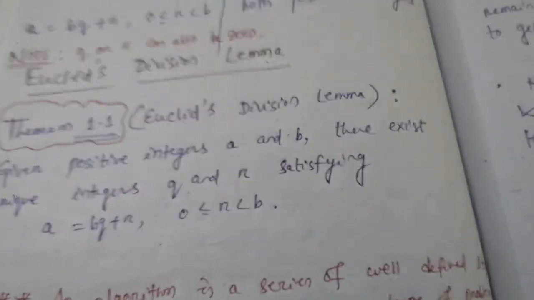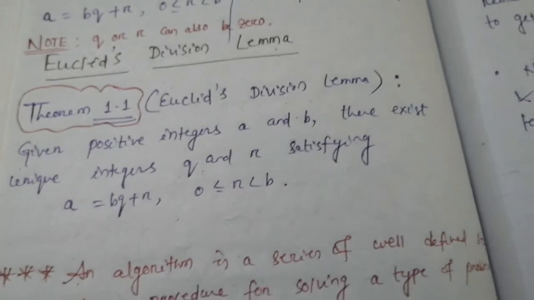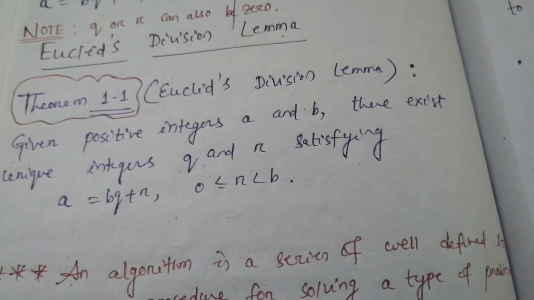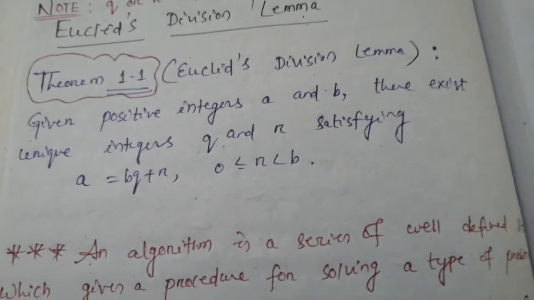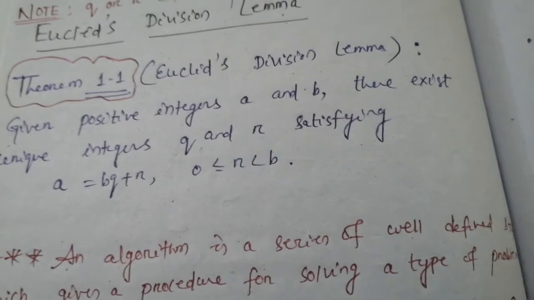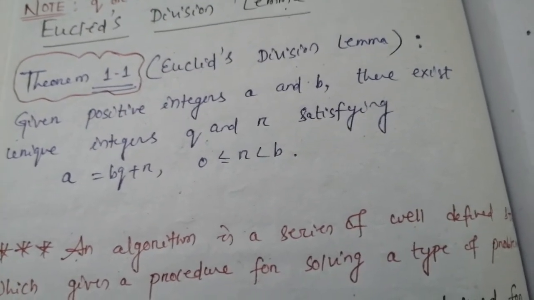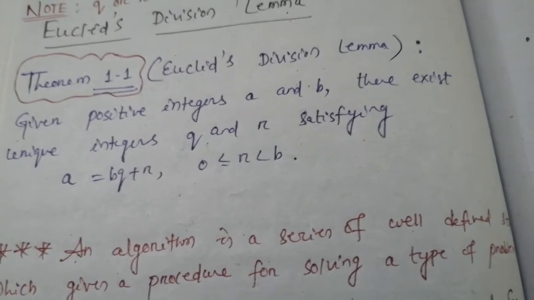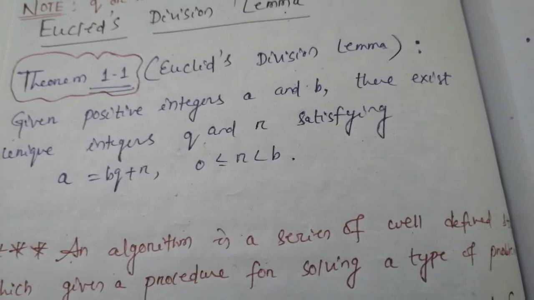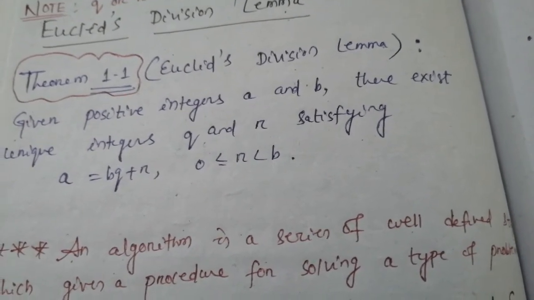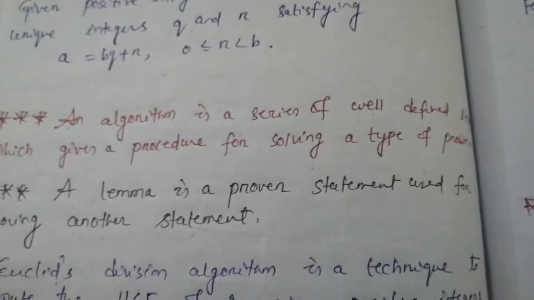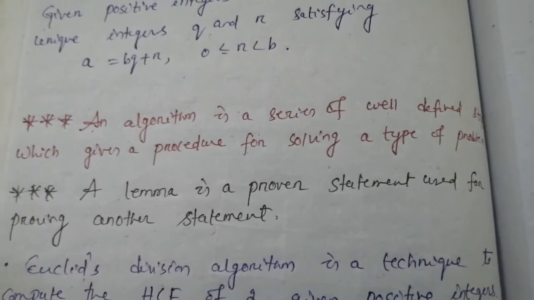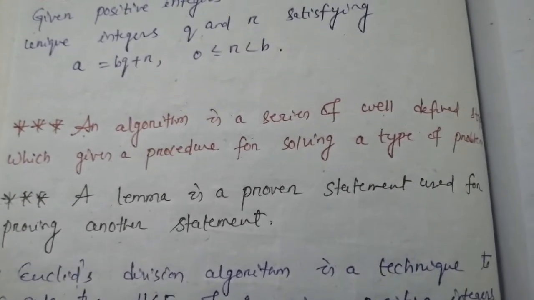Next one, Euclid's division lemma. We will go to theorem 1.1, and the title of theorem 1.1 is Euclid's division lemma. Given positive integers a and b, there exist unique integers q and r satisfying a equal to bq plus r, where 0 is less than or equal to r is less than b. Two most important statements, just observe and please remember, that are written in red and black.